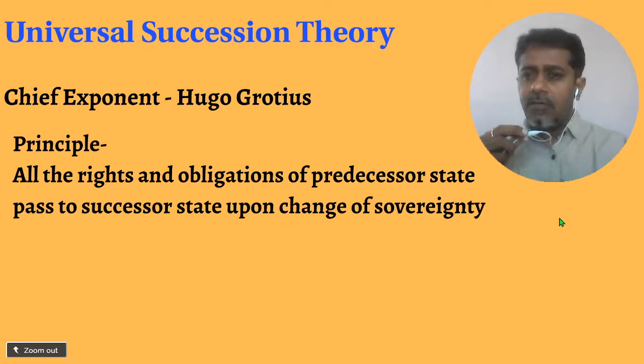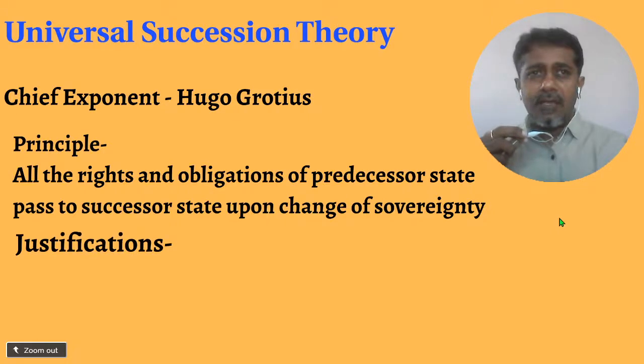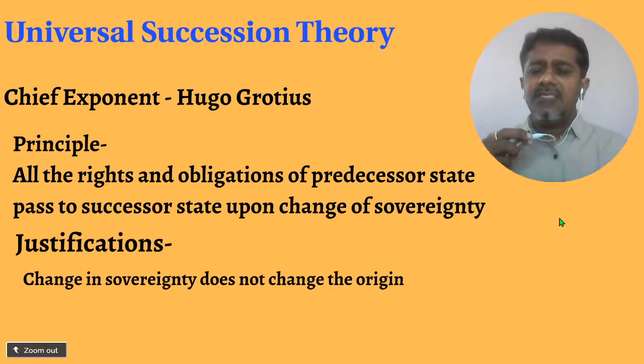Let us try to find out the justifications for this. The justification is that a change in sovereignty does not change the origin. This theory of universal succession is based on one presumption. What is the presumption? That the origin of the state is divine in nature. God has created the state.